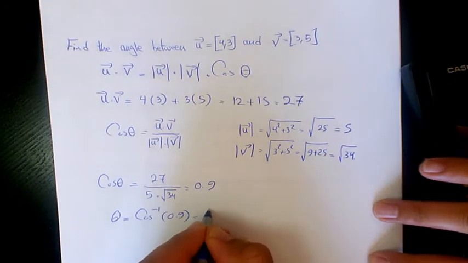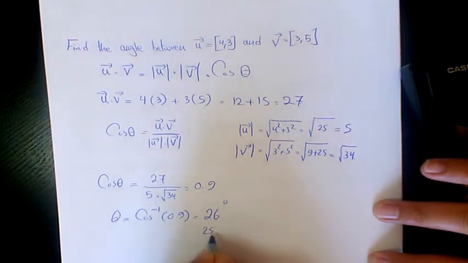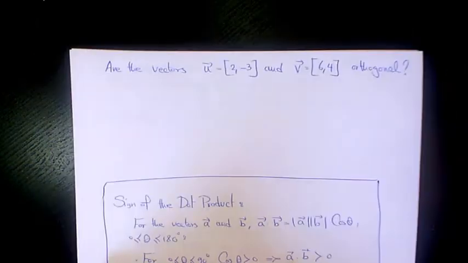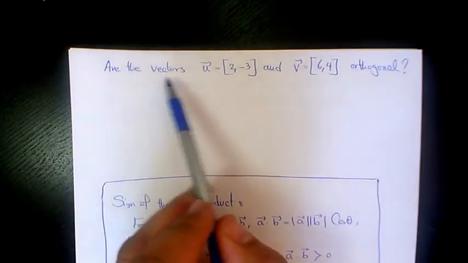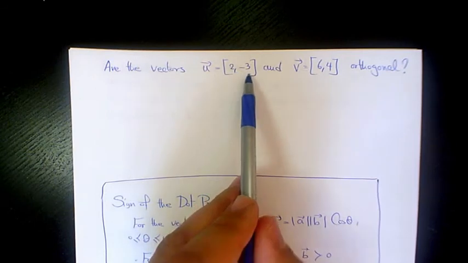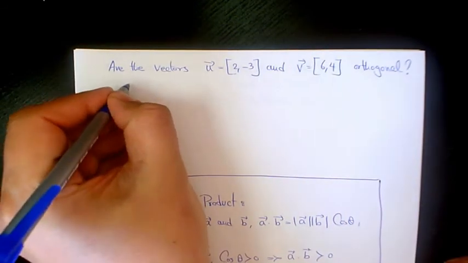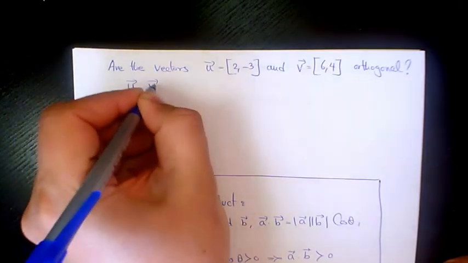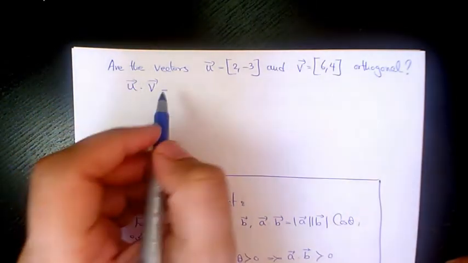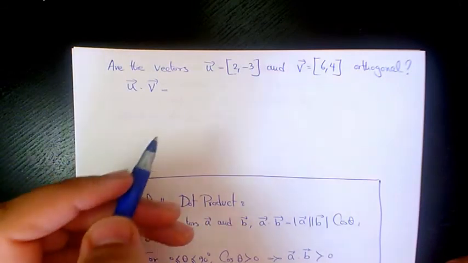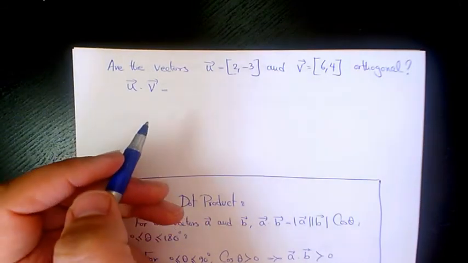That's going to be 26 degrees, or 25.8 degrees, approximately 26 degrees. So here in this example it says: are the vectors u = (2, -3) and v = (6, 4) orthogonal? We need to find the dot product. If the dot product is 0, they are orthogonal, because when we have two perpendicular vectors, the dot product is going to be 0.